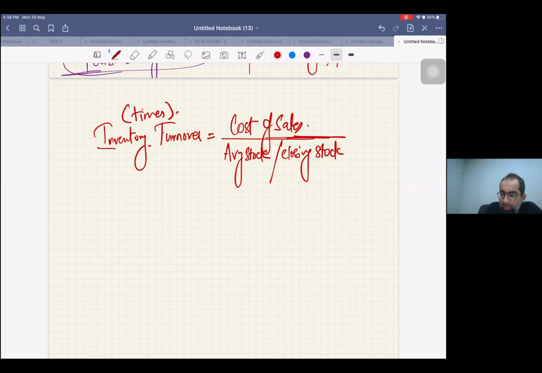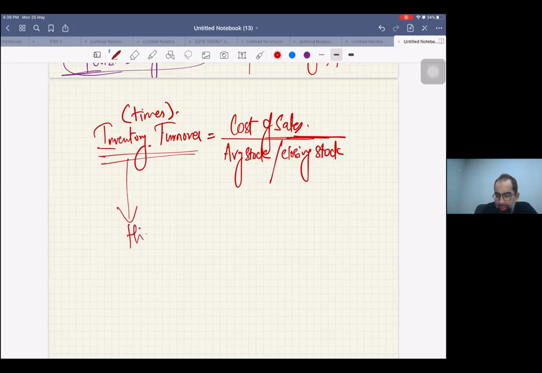So inventory turnover in times means how fast you are doing your sales, how speedily your stock is going out to customers, how fast is your sales. If your sale is fast, speedily your stock is going out, it's very good for you. So for this ratio, higher is better.